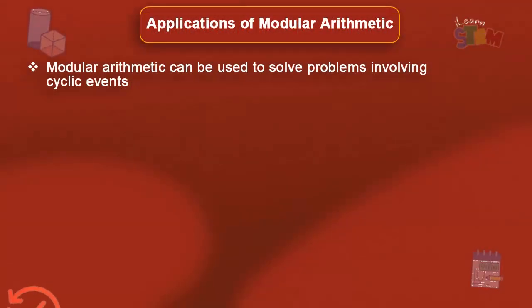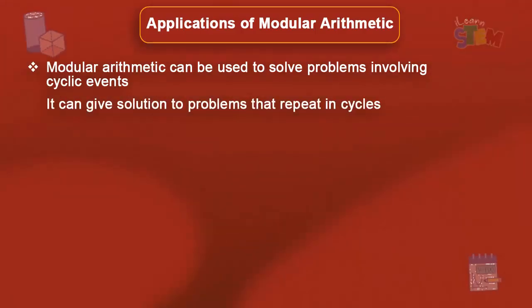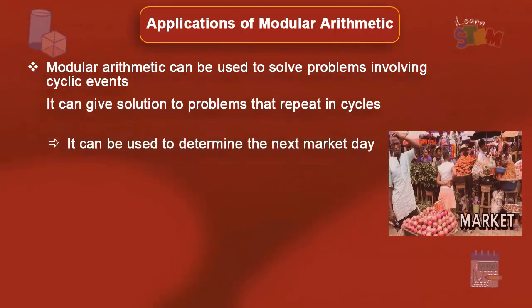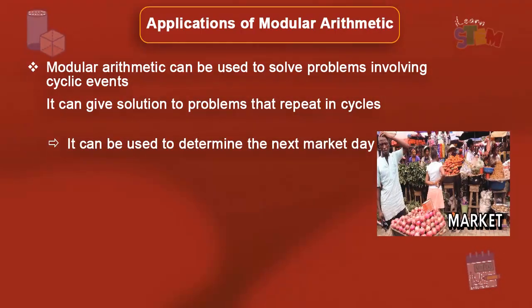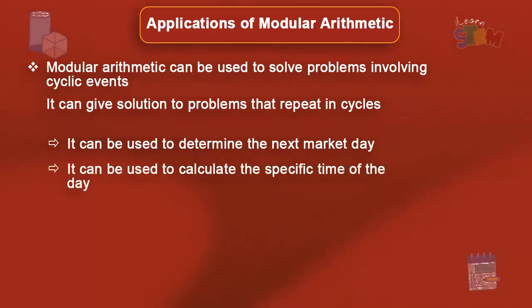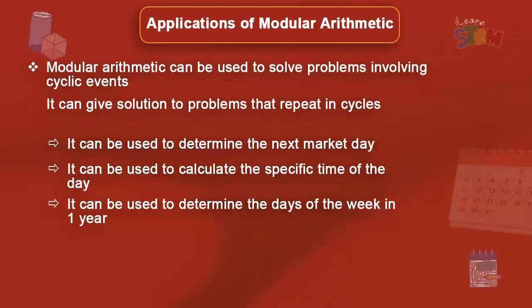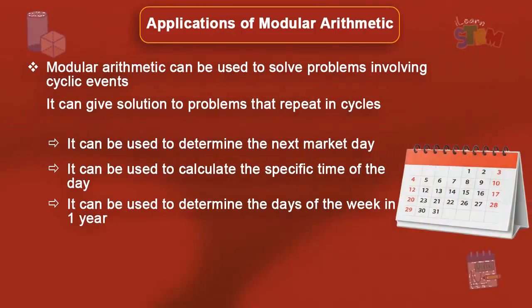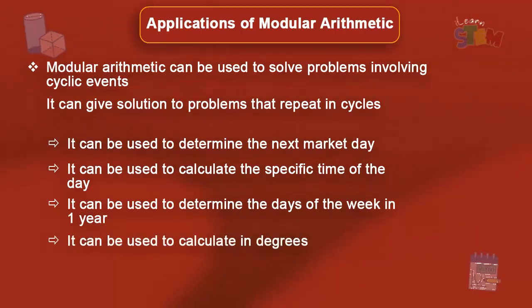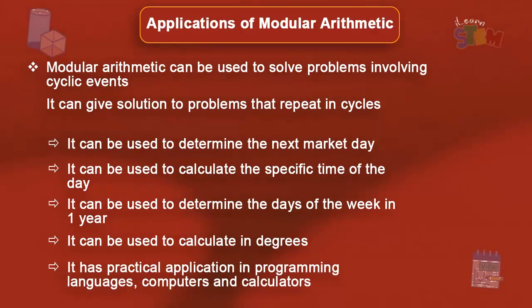Modular arithmetic can be used to solve problems involving cyclic events. In other words, it can give solutions to problems that repeat in cycles. For instance, modular arithmetic can be used to determine the next market day for a market that holds every 5 days, or as the case may be. It can be used to calculate the specific time of the day. It can also be used to determine the days of the week and for calculating the days in a year, which goes from 1 to 365 for a non-leap year. It can also be used for calculating degrees and as practical application in programming languages and calculators.